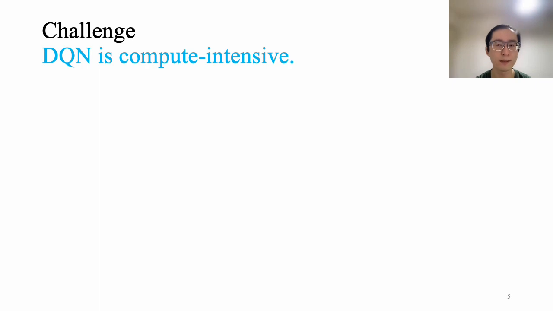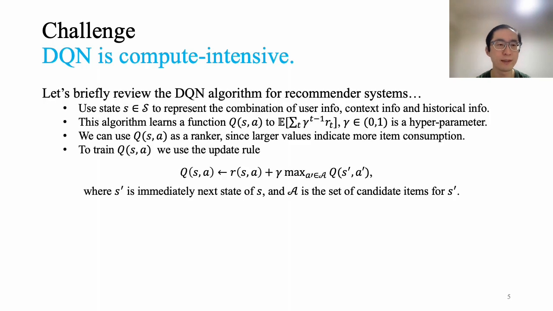To understand why the cost can be an issue, let's first briefly review the DQN algorithm. Let's use S, A to represent the combination of user information, context information, and historical information. Then, this algorithm learns a function Q(S, A) to estimate the gamma-discounted sum of rewards, where gamma is a hyperparameter. We can use Q(S, A) as a ranker, since larger values indicate more item consumption. To train Q(S, A), we regress it onto the reward R(S, A) plus the maximum Q value at the next state. S prime is the next state of S, and the maximum is taken over actions at S prime.